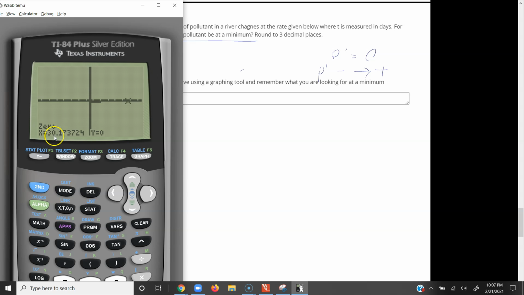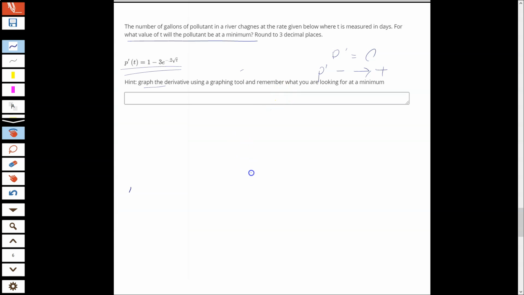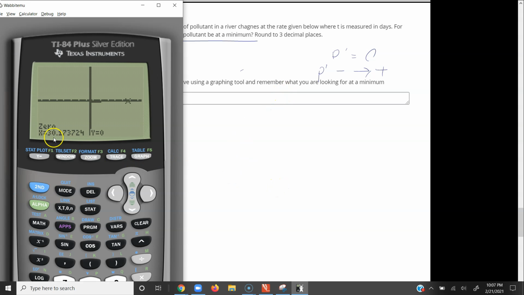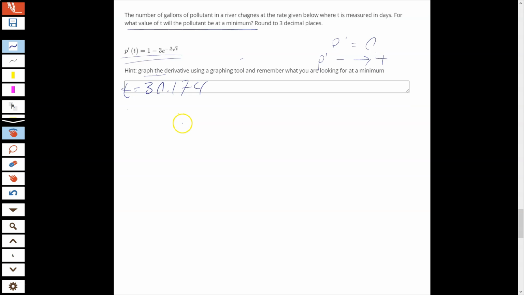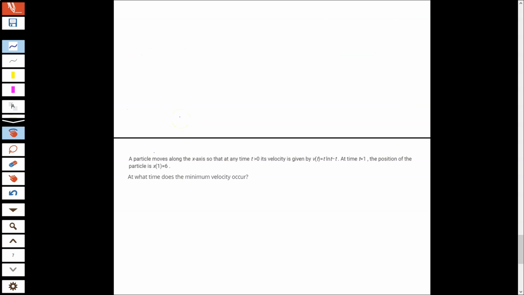30.1. Okay, and it says round to 3 decimal places, so 30.174 is what I would say here, and that would be a t. Okay, so you can use a graphing calculator to tackle problems like these. We'll do a little bit more work on graphing calculators using derivatives over the next couple of months. Okay, just a couple more left.